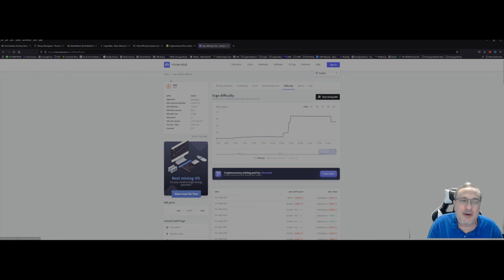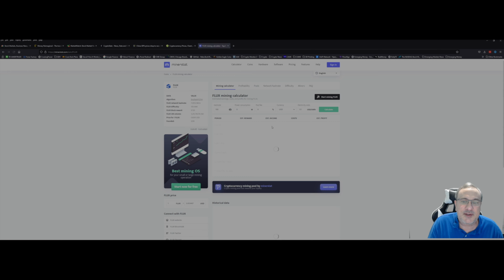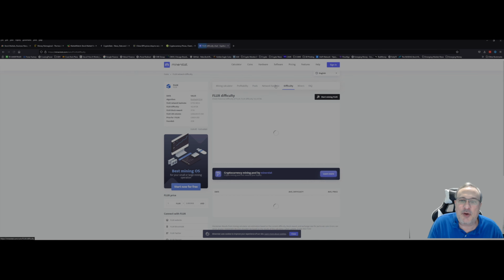So I look here, and then I grab my coins and you can see what coins I'm looking at, right? So Flux, and I don't typically look at network hash rate. That's really not what I'm worried about. I'm worried about what the difficulty level is. And you can see Flux is coming down. They're all starting to come down a little bit because I think people are turning off the rigs.